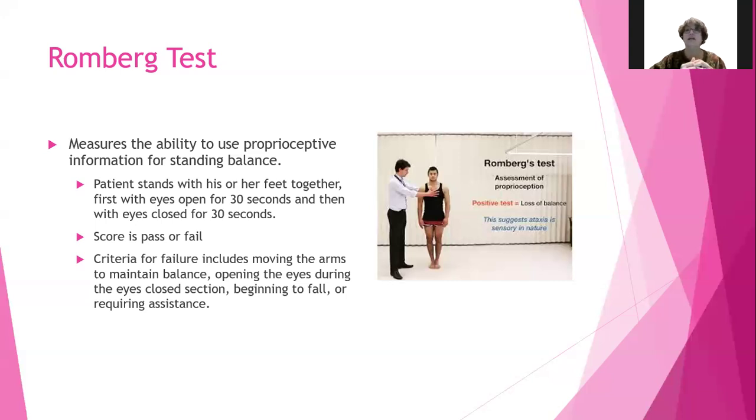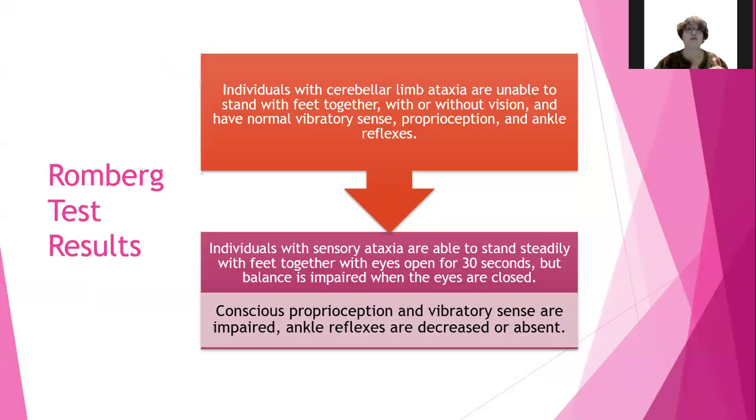So when you have a positive Romberg test, it suggests that your ataxia is sensory in nature, because you didn't have problems with the eyes open, but then you did have problems with the eyes closed. So with cerebellar ataxia, it doesn't matter whether your eyes are open or closed. You probably can't do either one of them. So that's the Romberg test. So in people with cerebellar limb ataxia, they can't stand with their feet together with or without vision, even though they have normal sensory testing.